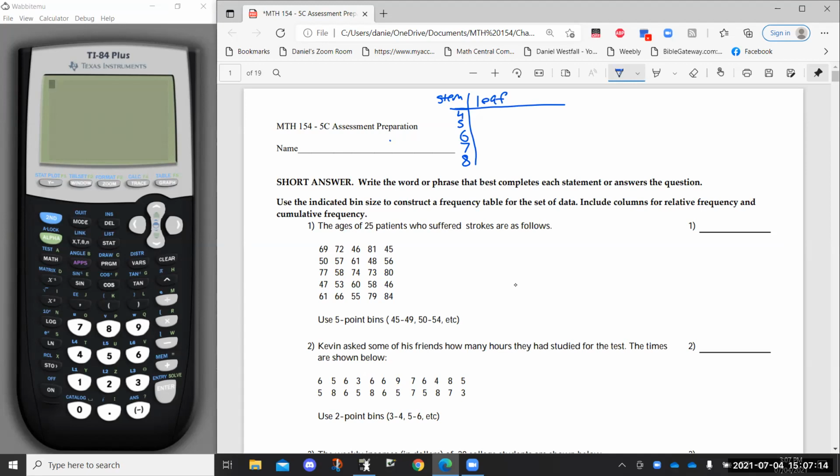So 69, so there's my 60s, and I'm going to put a 9. And then 70, I'm going to put a 2. 46, I'm going to put a 6. 81, I'm going to put a 1. 40s, I'm going to put a 5. 50, there's going to be 0. 57, 61, 48, and you kind of get the idea of what I'm doing. So I'm just using the tens digit as a stem, and I'm going to use the ones digit as a leaf.